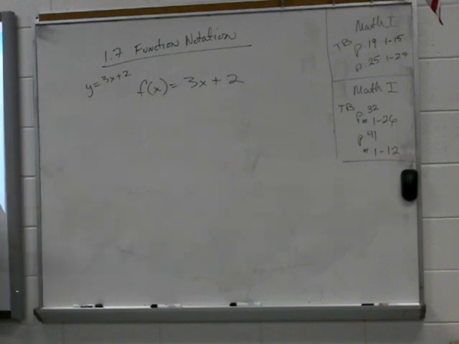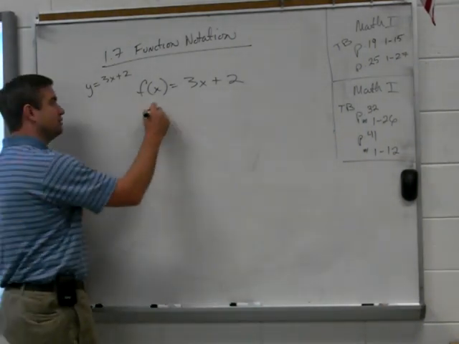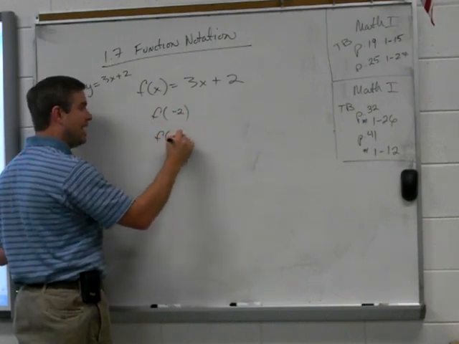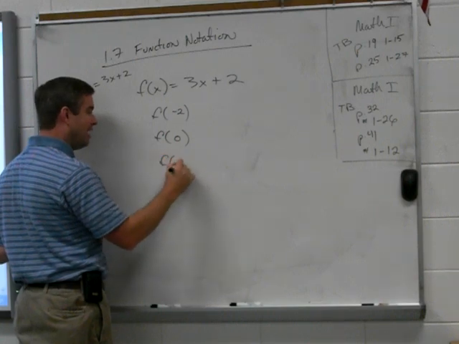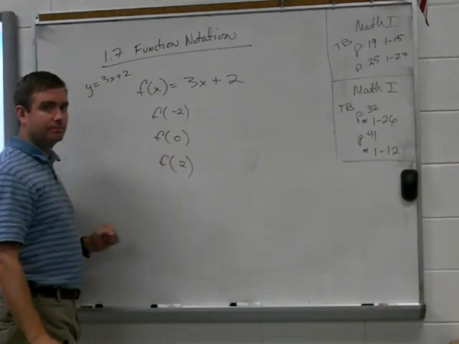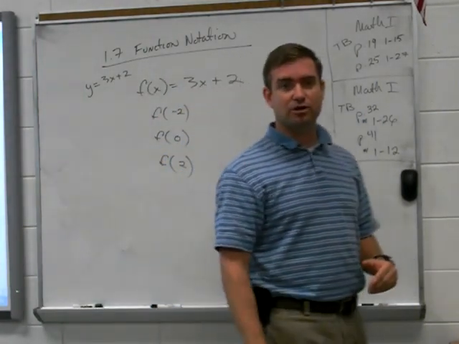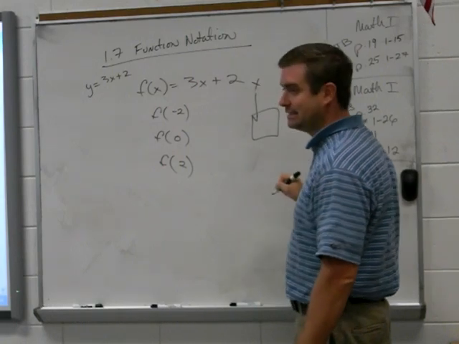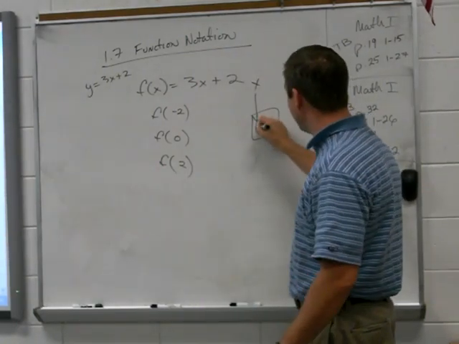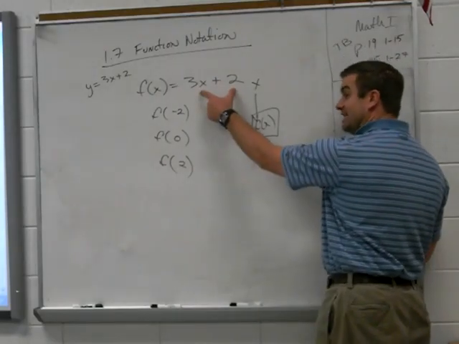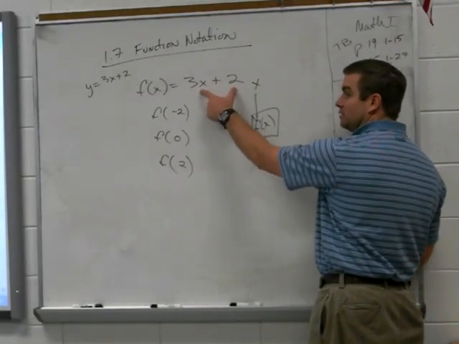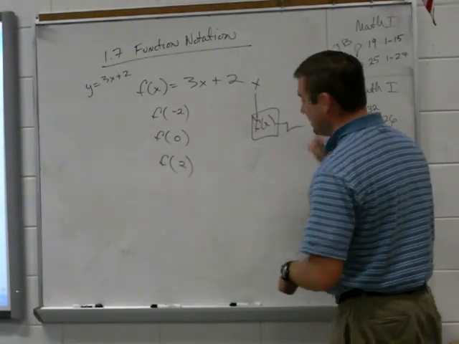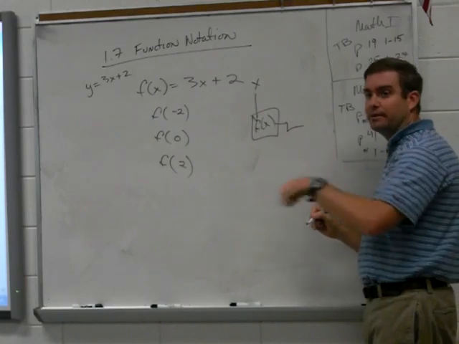But right now, for these problems in your homework, I want you to be able to do problems that look like this. F of negative 2, f of 0, and f of positive 2. This is function notation. Like we talked about the other day with the function box, we are putting in an x. It is going into the function. We now have a definition for that function, in this case 3x plus 2. We put the x in, the x is negative 2. We turn the crank, and what comes out? What is our output?